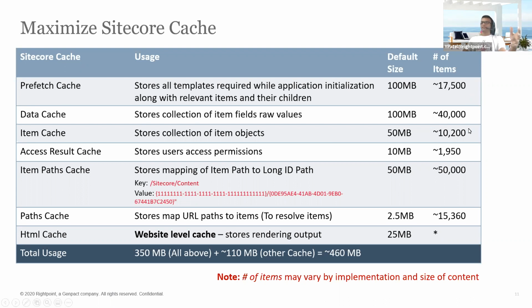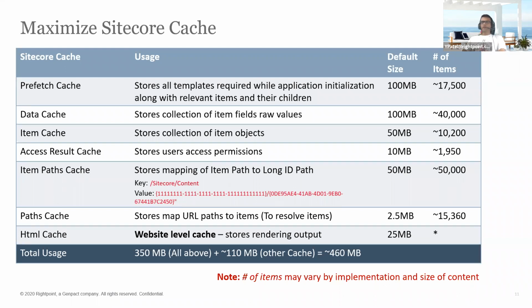Now, as I mentioned in my previous slide, the most important caches are data cache and items cache, and I will give more size to the data cache. The reason is how the Sitecore architecture is implemented. Just consider one example: one item in Sitecore has 5 languages and each language has 5 versions. So that means that item has 25 language versions.